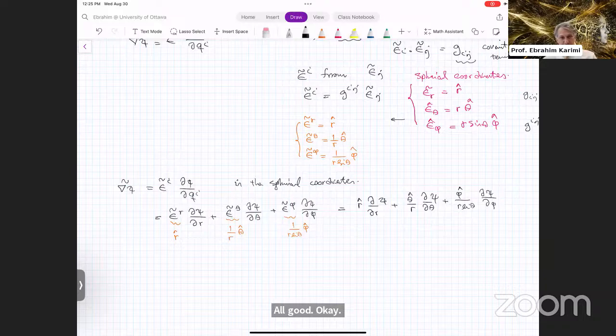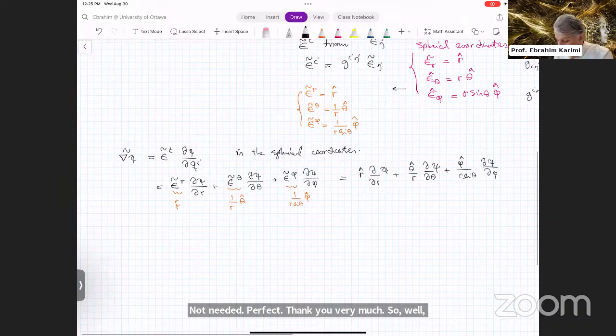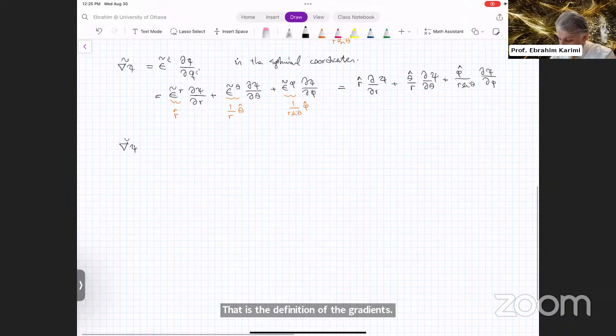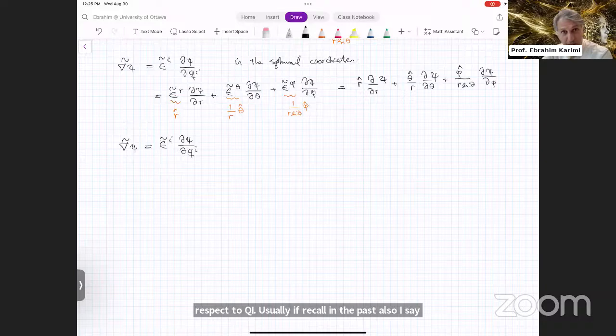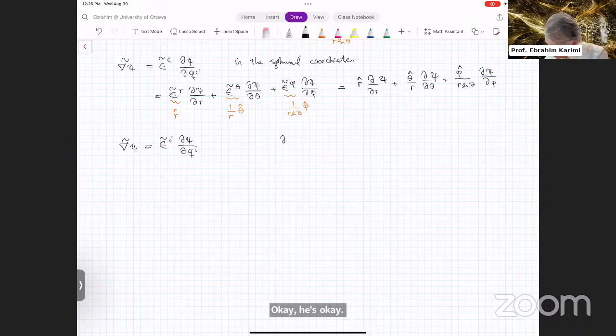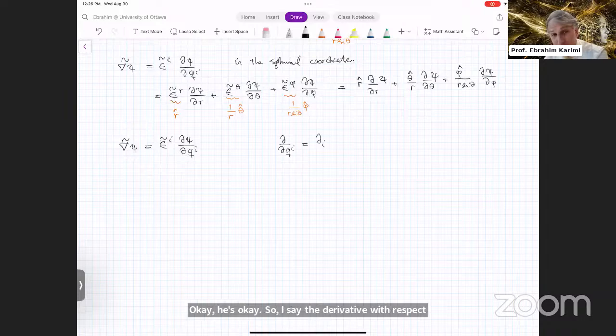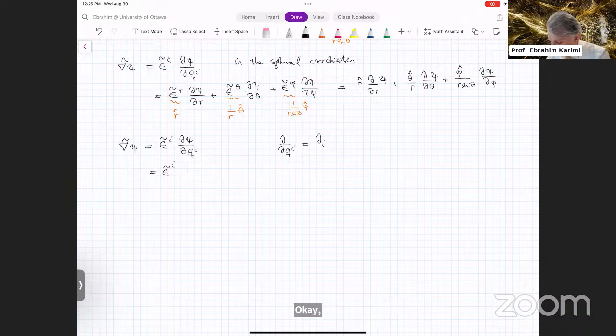So, well, remember, that is the definition of the gradient. The gradient of psi is written by epsilon i, derivative of psi with respect to q^i. If you recall, in the past I also said that the derivative with respect to q^i, usually in short, we write as the derivative with respect to i. Okay, so this is indeed the derivative of i of psi.